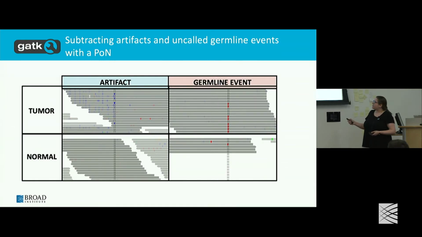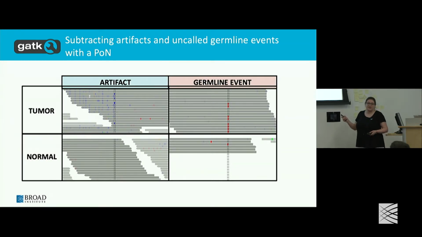Here you can see the tumor has some kind of artifact. There's this blue here, and it's kind of smeared across. It's probably a sequencing error. But we don't see anything in the normal. Maybe the normal had better luck with the sequencer on that day. But hopefully, if we have a panel of normals that used that same sequencing technology, some of those would still have a very similar looking artifact. So we'd be able to filter this out.